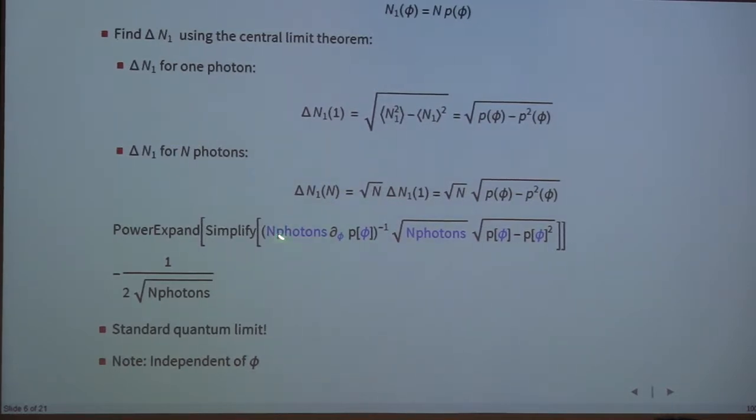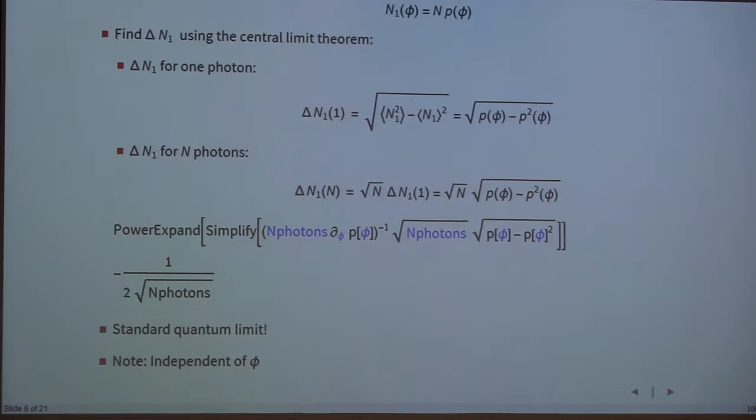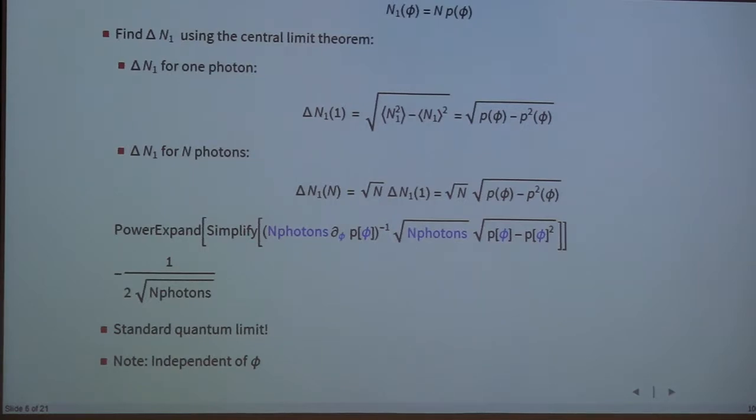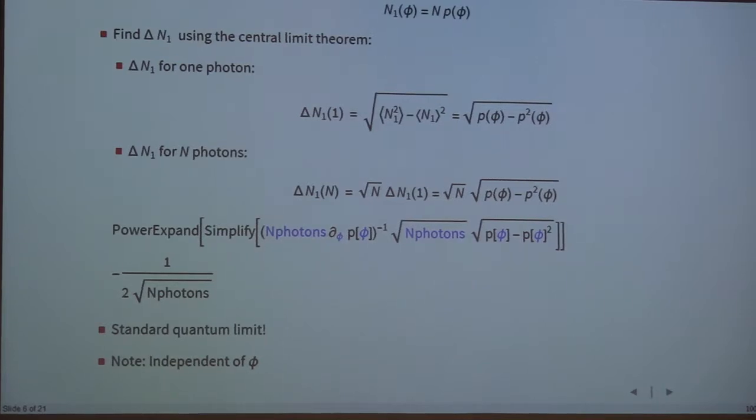Multiply n times p, that's the signal, find the inverse of that derivative, multiplied by this function that we just derived here, and it spits out this thing: 1 divided by 2 times the square root of the difference. That's called the standard quantum limit. As you throw more photons at the interferometer, the uncertainty, the phase resolution in your parameter estimation only goes down as the square root of the number. And it's called the standard quantum limit. It's not standard, it's not quantum, it's not a limit. But that's what it's called.